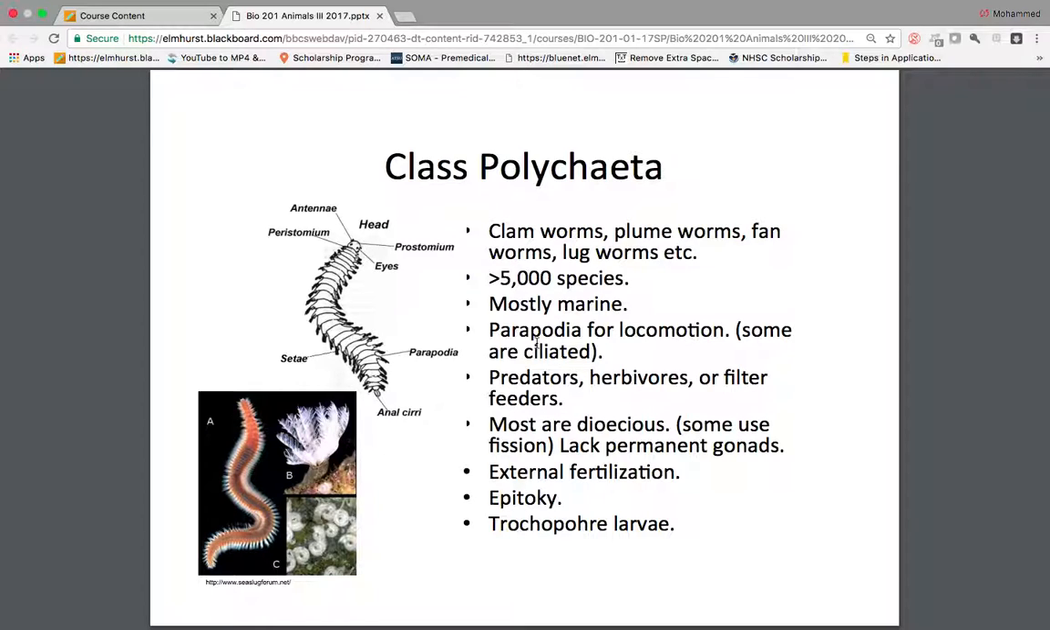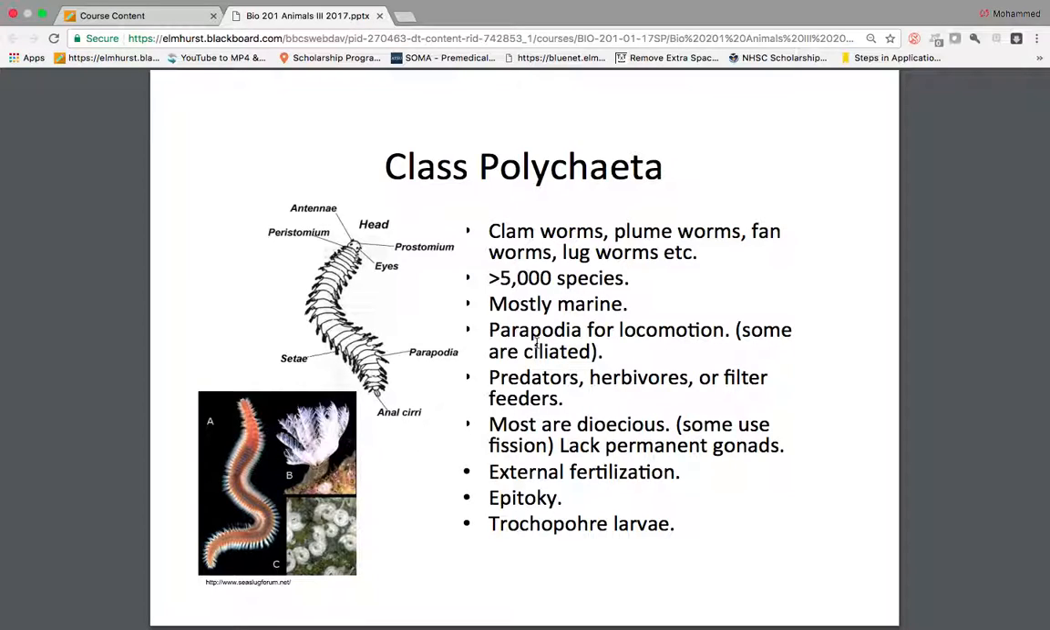For the most part, they're dioecious. Most don't have permanent gonads. They only develop gonads right before mating. A lot of them do this really bizarre thing called epitoky, where they grow gonads in the posterior segments of their body, and then those posterior segments rip off and swim away from the worm.